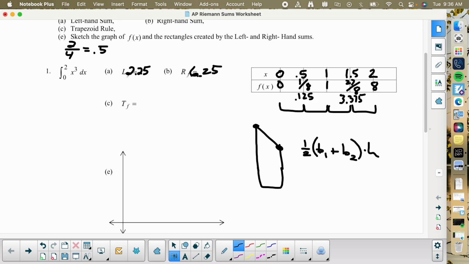But for our situation, base 1 and base 2 are the parallel lines. So our bases are actually going to be the heights. And then the height of the trapezoid is how far it is between them.